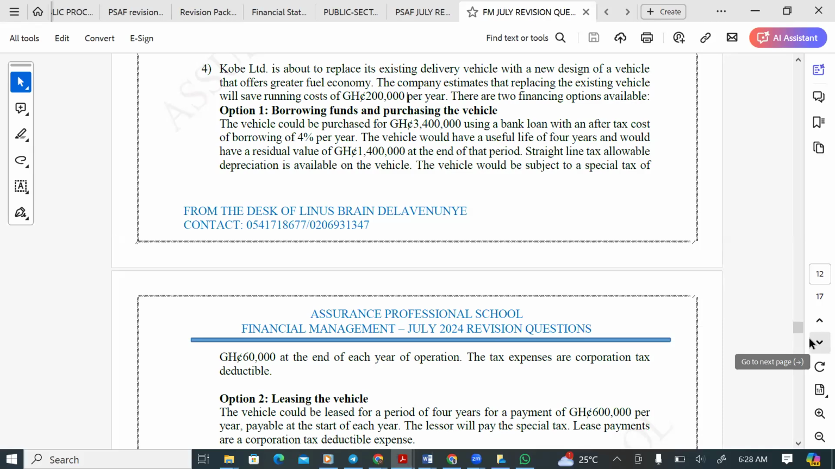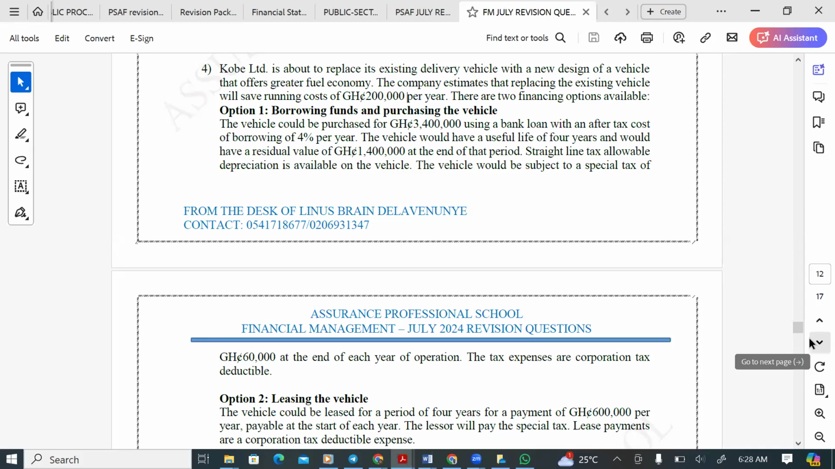Straight line tax allowable depreciation is available on the vehicle. The vehicle will be subject to a special tax of 60,000 at the end of each year of operation. The tax expenses are corporation tax deductible.